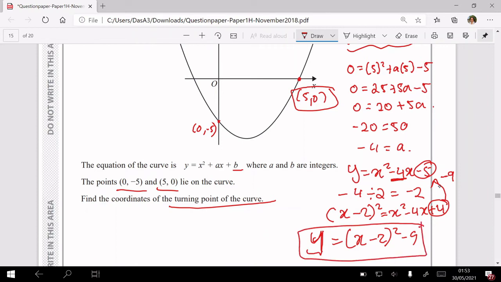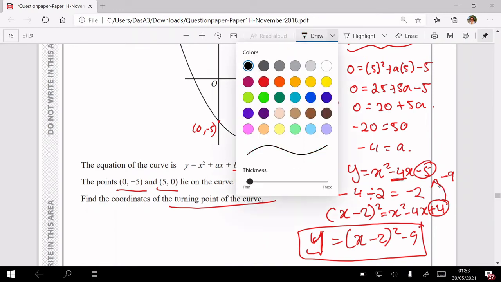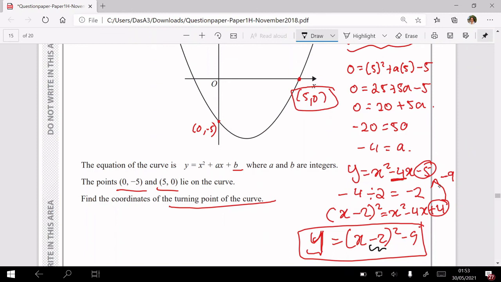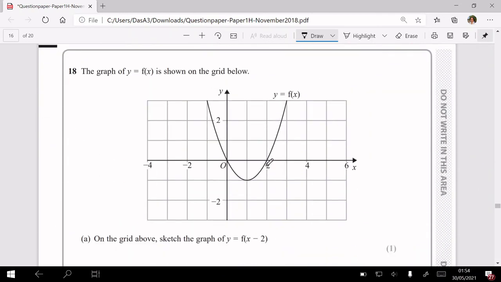Therefore, the turning point would be 2, because you would be changing the sign inside the x bracket but keeping the y outside the bracket the same. So the turning point would be (2, -9). Always remember to change the sign for this one but keep this one the same. Let's move on to the next question.